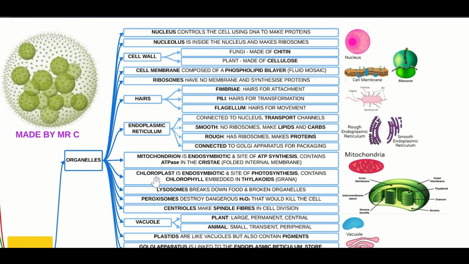Then we have chloroplasts, which are also endosymbiotic. They are the site of photosynthesis and contain chlorophyll embedded in the thylakoid, which is the folded membrane on the inside of a chloroplast. Here we have the thylakoids.